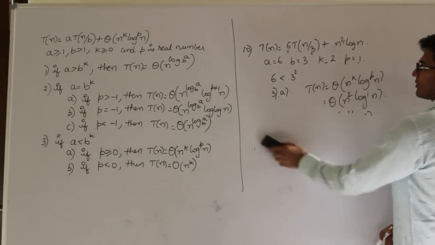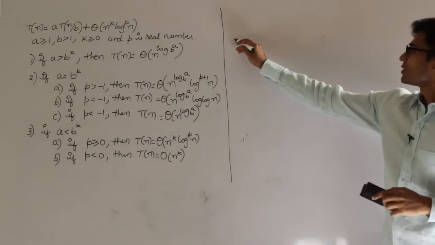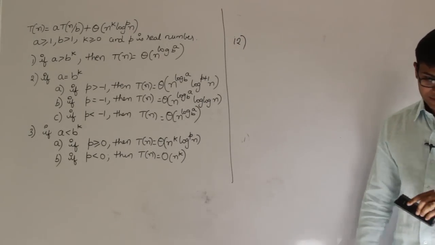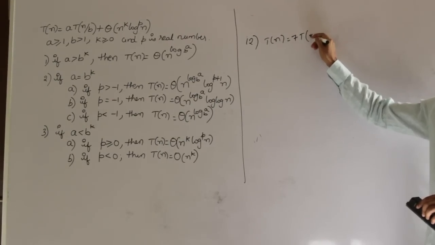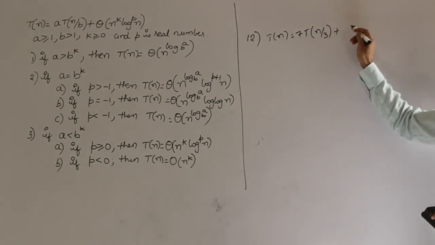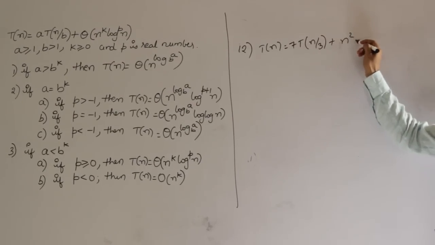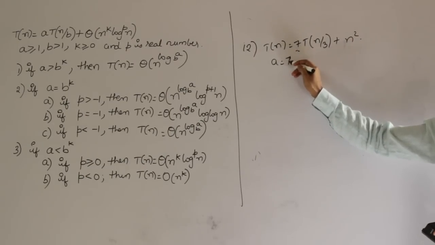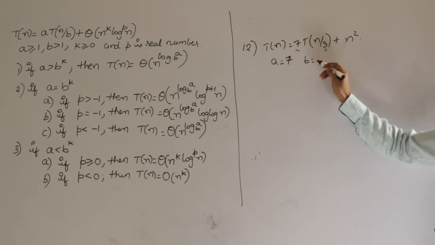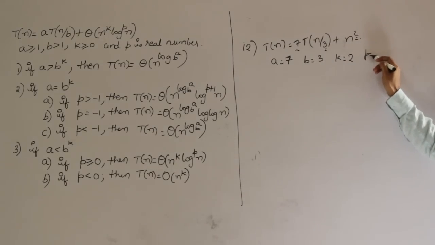Okay. Next one, 12th one. T of n equal to 7T of n by 3 plus n square. Then a equal to 7 and b equal to 3, k equal to 2, p equal to 0, right? Then how can we solve it?